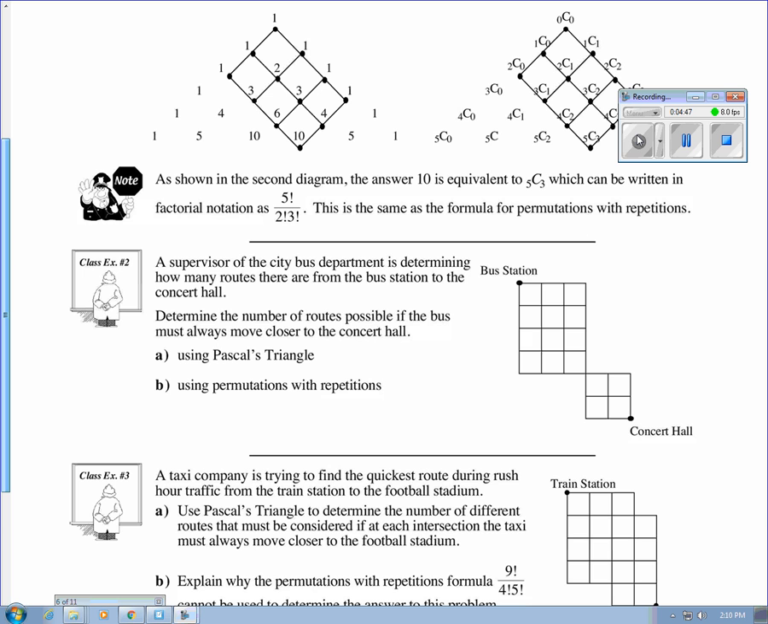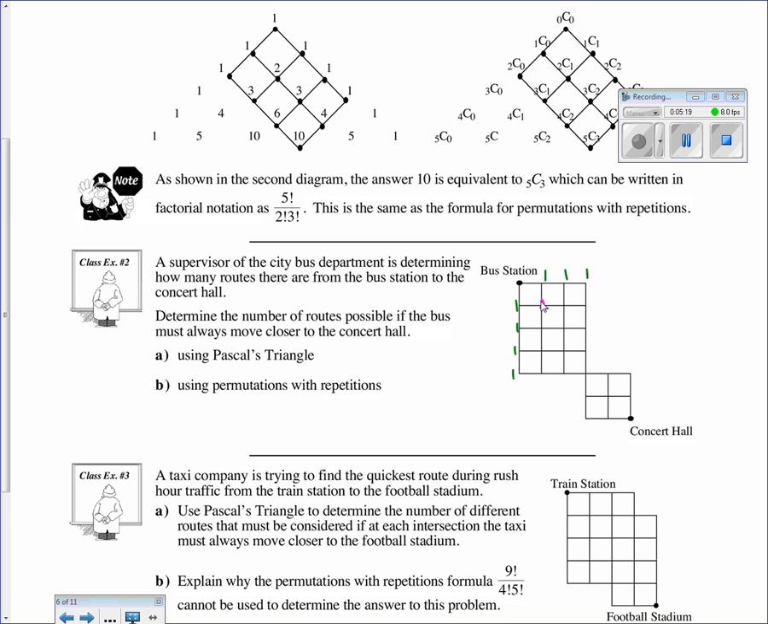So can you try out the vertex numbering system of going from the bus station to the concert hall by counting your vertices, by counting your paths? I'm going to give you a little bit of time to do that. I'm going to throw on all my ones, but my middle numbers we'll have to figure out together. So I started with my outside, like the outside of Pascal's triangle are all ones. Well, how many different ways can I get to this spot? That would be a 2.